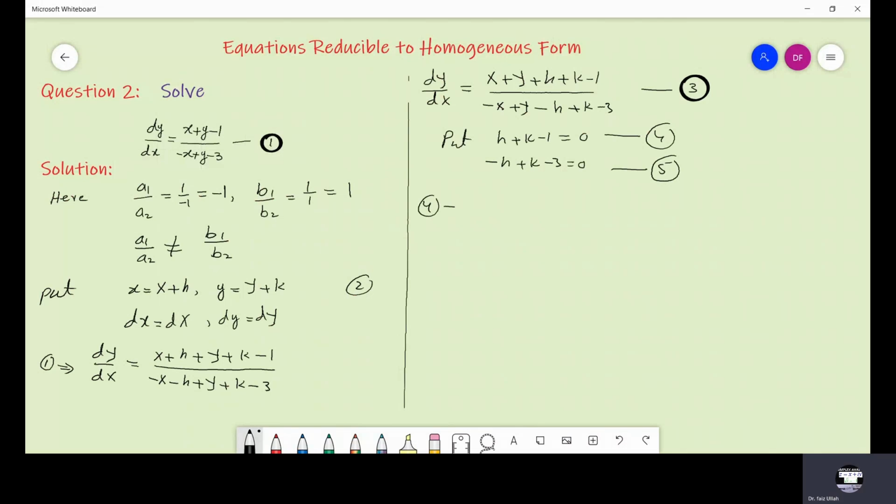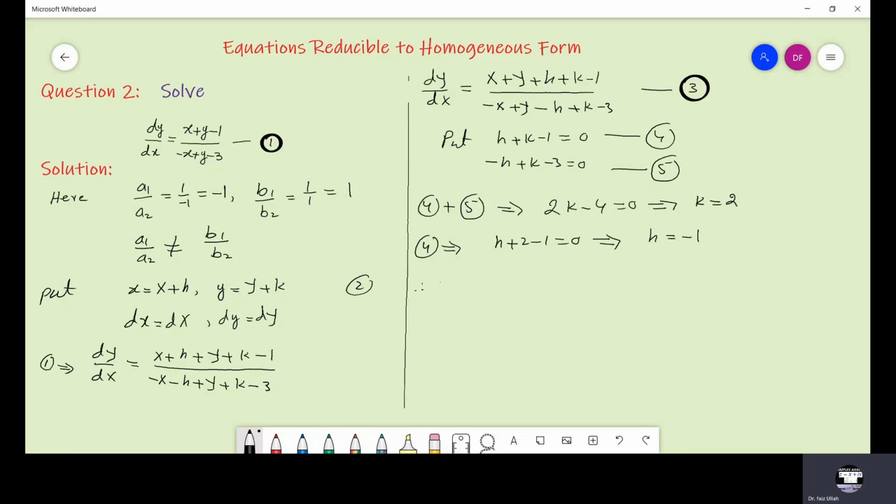Now adding equations 4 and 5, we have 2k minus 4 is equal to 0, which gives k is equal to 2. Now putting k is equal to 2 in equation number 4, we have h plus 2 minus 1 is equal to 0, which gives h is equal to minus 1.